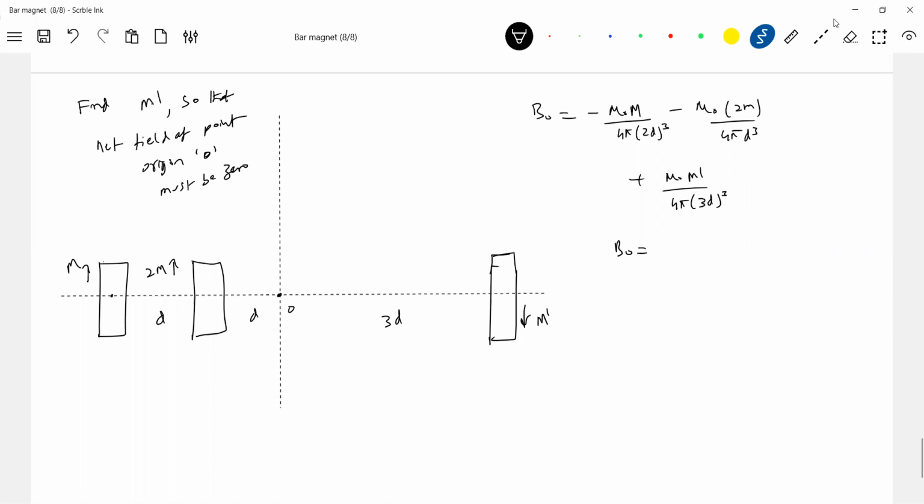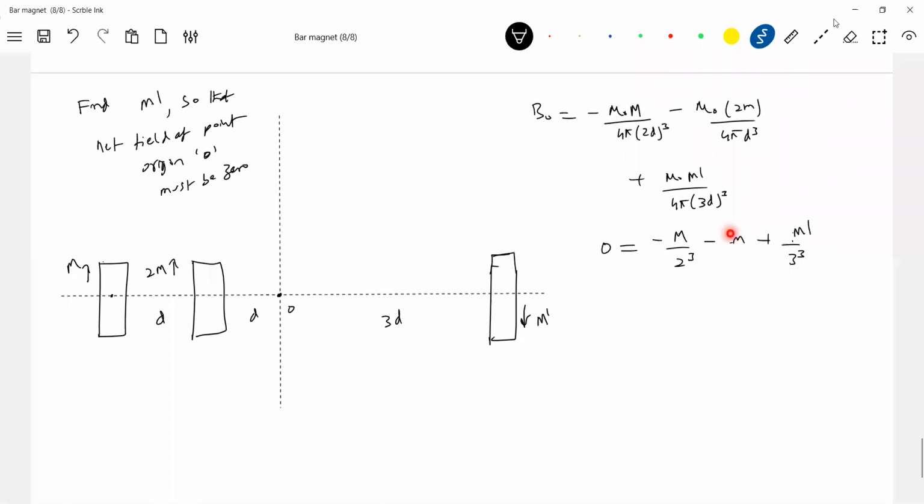So mu naught by 4 pi d cube you can take outside, so this will become eliminated. So this will become 2 cube minus 2, and this is m, no? Here m will come, 2m, this m dash. Solve for this, we'll get the required answer.